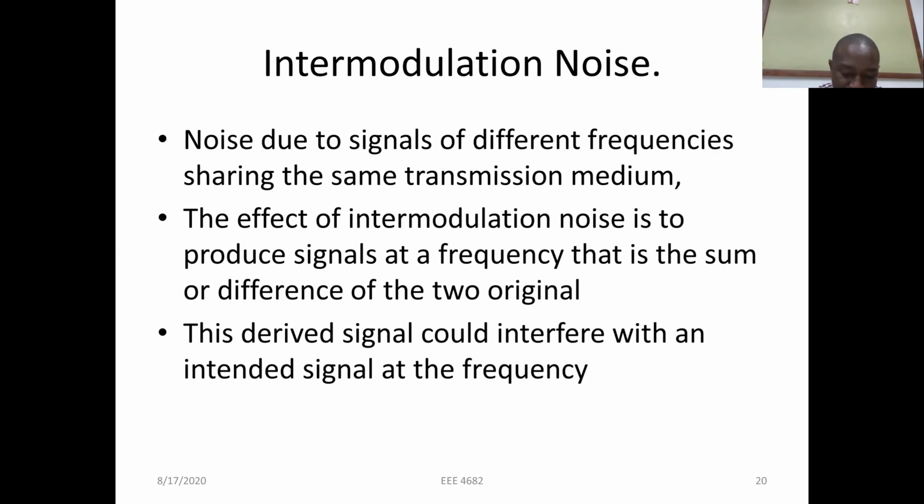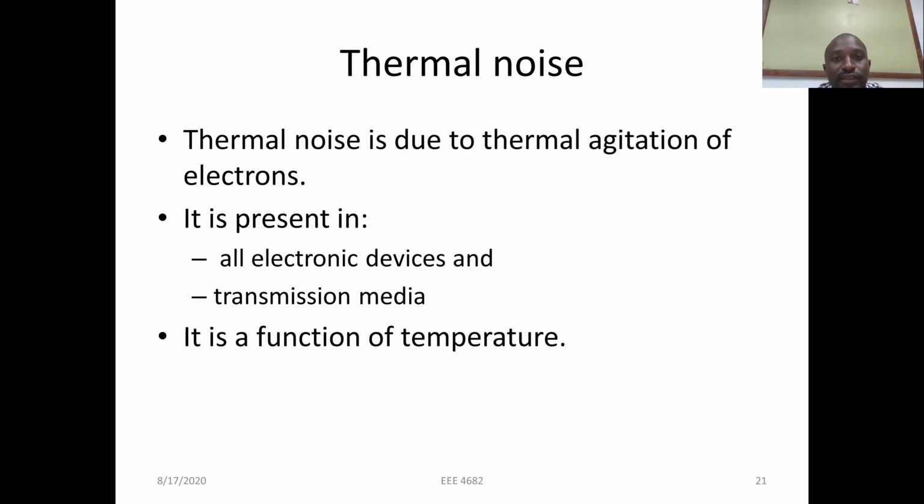The other type of internal noise is the modulation noise. This is noise due to signals of different frequencies sharing the same transmission medium, and this occurs in such a way that the two signals may add or subtract, and the resultant signal is actually noise. It's not wanted, and it could also interfere with the wanted two signals.